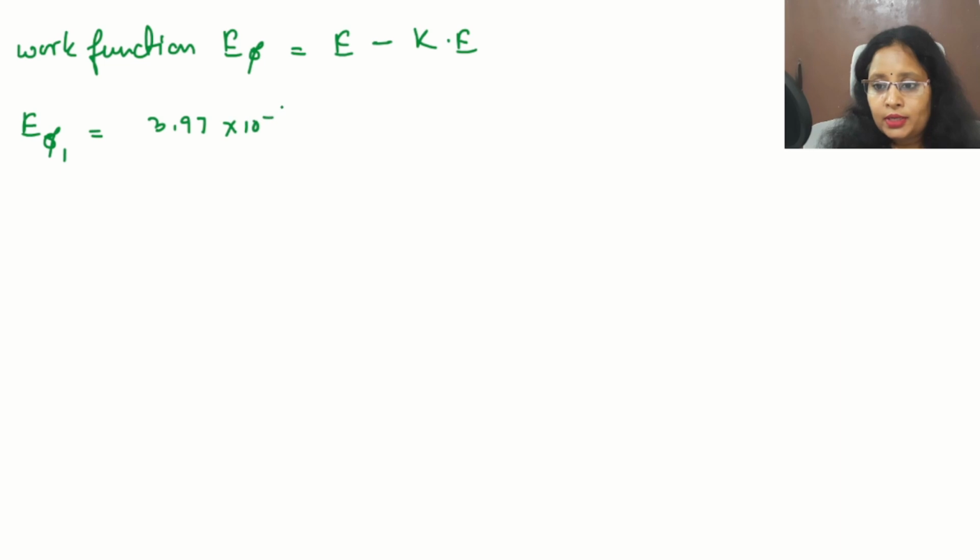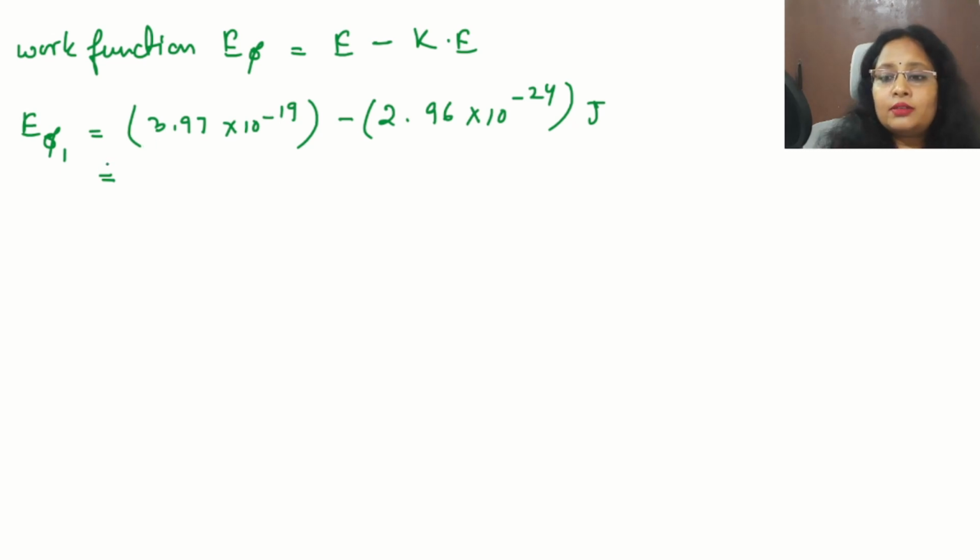Its value is 3.97 into 10 to the power minus 19 minus kinetic energy 1. Kinetic energy 1 is 2.96 into 10 to the power minus 24 joules. As we can see, the value is very small because the exponent is negative. When there is a very small value, the difference between the two values is negligible and won't be visible. So we can assume the answer should be approximately equal to the energy.